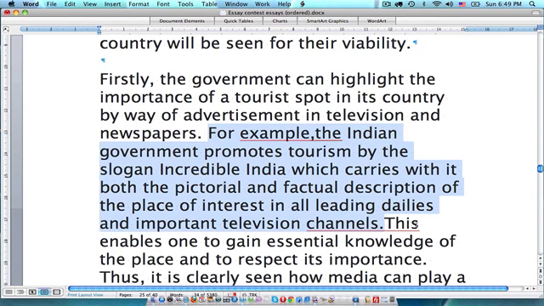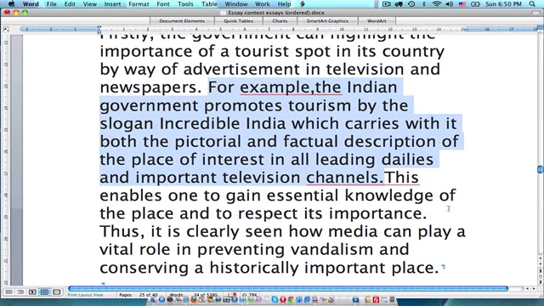So for example, the Indian government promotes tourism by the slogan Incredible India, which carries with it both the pictorial and factual description of the place of interest in all leading dailies and important television channels. So this is too long, the grammar starts to break down. What you want to do is just shorten it, make it concise, just share a simple idea. You don't really have to be elaborate. Of course you want to use academic vocabulary, but there's no reason to write these long poetic sentences that will only lose you grammar marks.